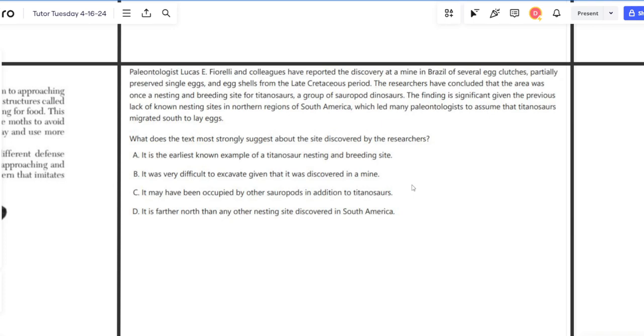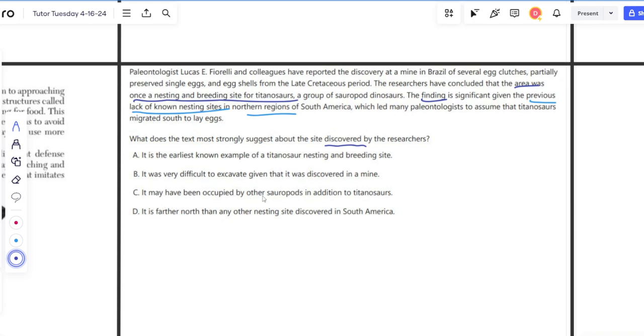And the question here is asking, what does it suggest about the site discovered? The discovered site. This finding, the area that they found. So the last sentence kind of gives us the clue. It says the finding is significant given the previous lack of known nesting sites in northern regions. So I'm looking for something with north, and I just see D says it is farther north than any other nesting site discovered in South America. That might be true. But let's see.